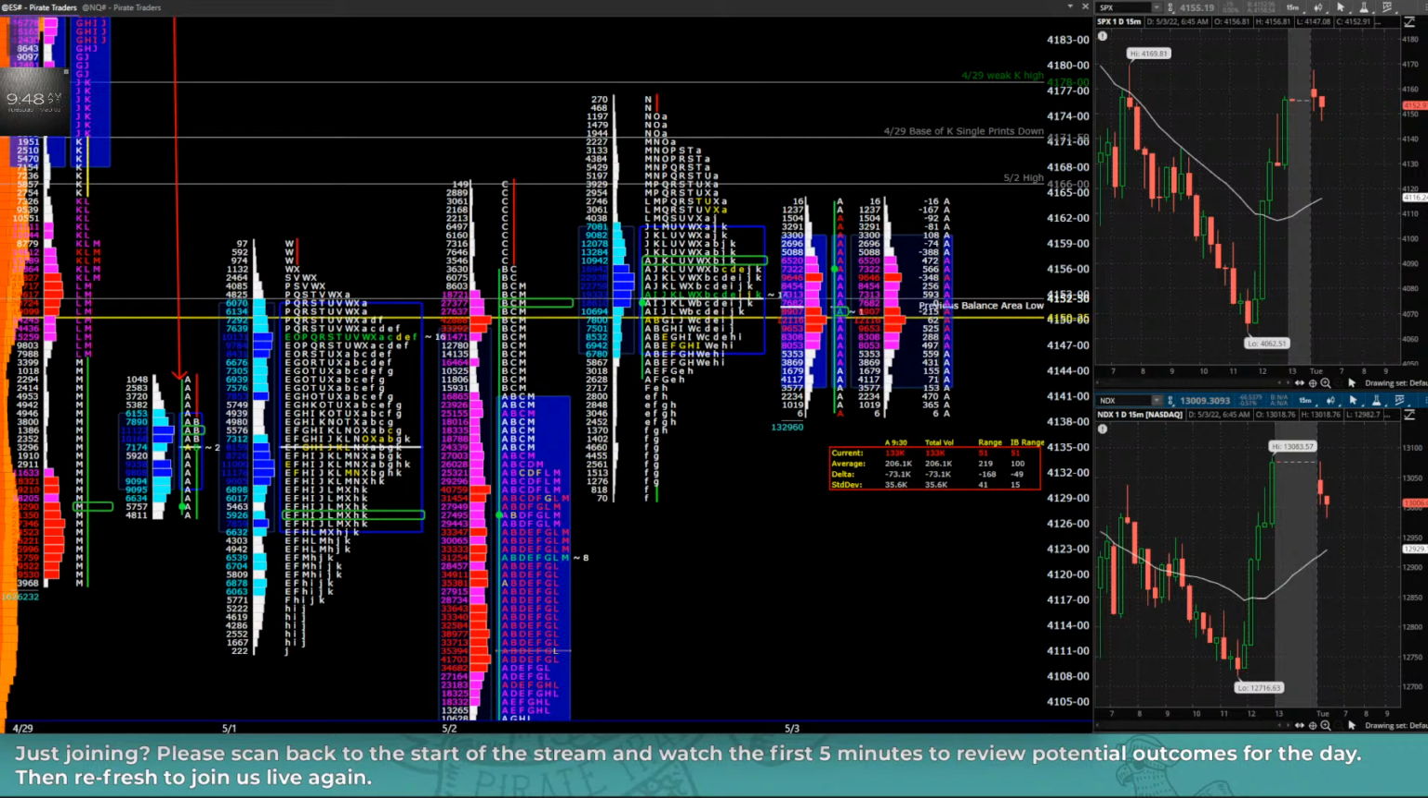Trading Donkey, balanced market, for sure. Look at the taper at the high and the low. They don't know where they want to go.